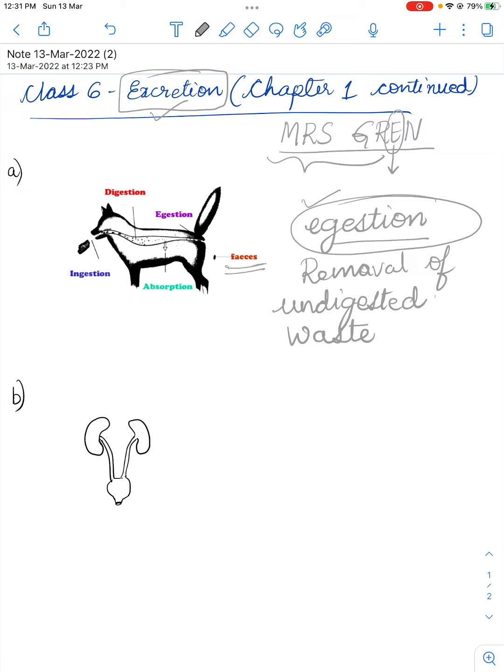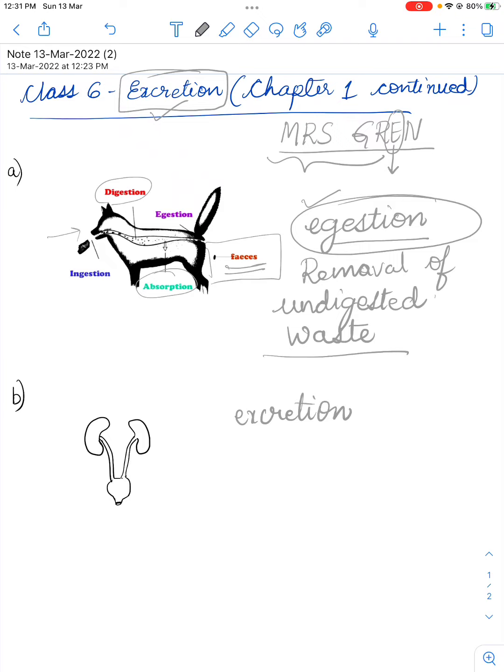Egestion is the removal of undigested waste. This is represented by the first drawing here, wherein a fox is consuming the food and whatever is digested is absorbed by the body, but the undigested food is removed in the form of fecal matter. This process is called egestion. Then what is excretion all about?